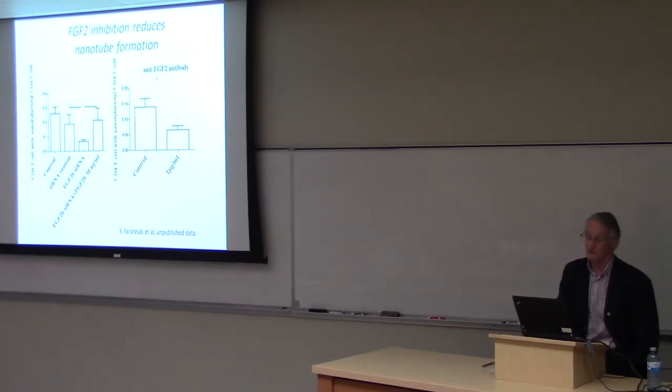When we added an antibody to FGF2, so presumably it is actually secreted, goes from the muscle extracellularly to the T cell and encourages that formation of nanotubes. When we neutralize this, we also were able to bring down the number of nanotubes that were formed.